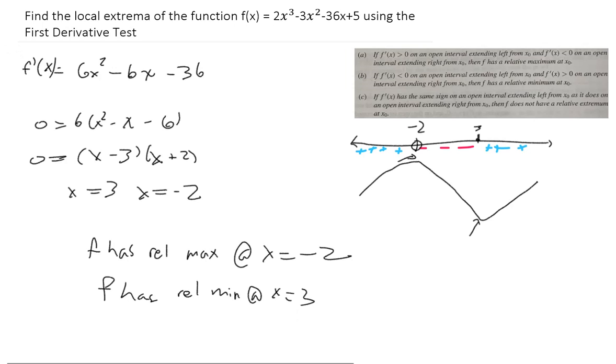And so now I'm going to show you the exact same function just with a different test. Sometimes the first derivative test won't work, so you have to use a second derivative test, or vice versa. The second derivative test doesn't work, so you have to use the first derivative test. I think the second derivative test is actually easier because in the first derivative test you have to plug in a bunch of numbers and test them and then make your little line here.